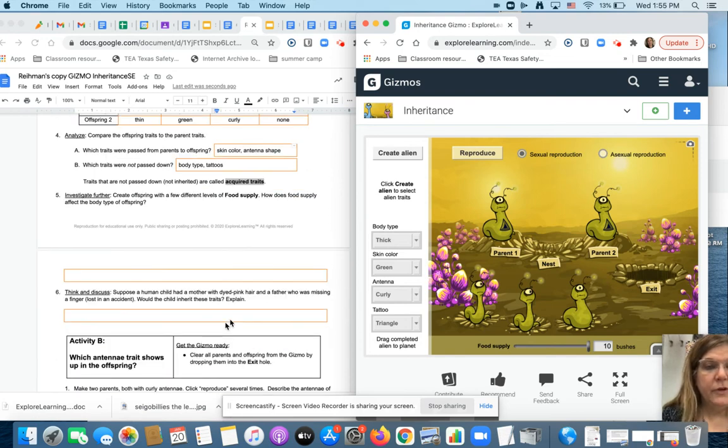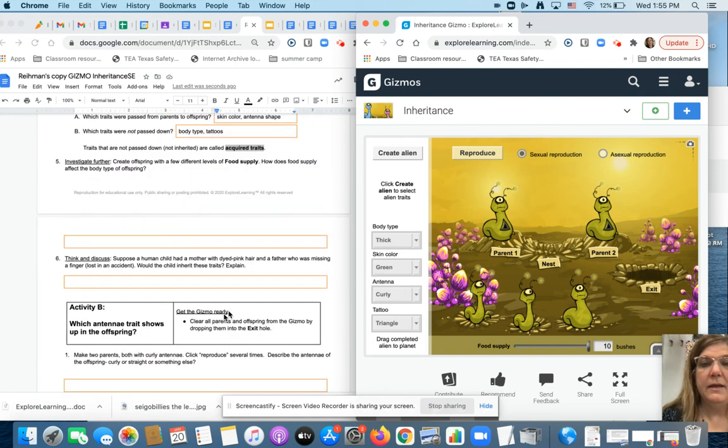If a human child has a mother with dyed pink hair and a father who was missing a finger, who lost it in an accident, would that child inherit those traits? No, because they are acquired traits. And that is the end of activity A.